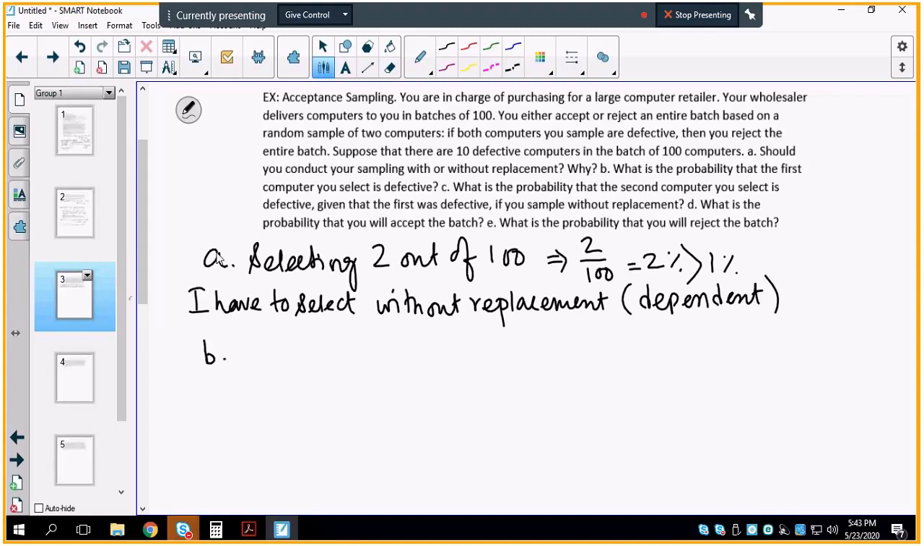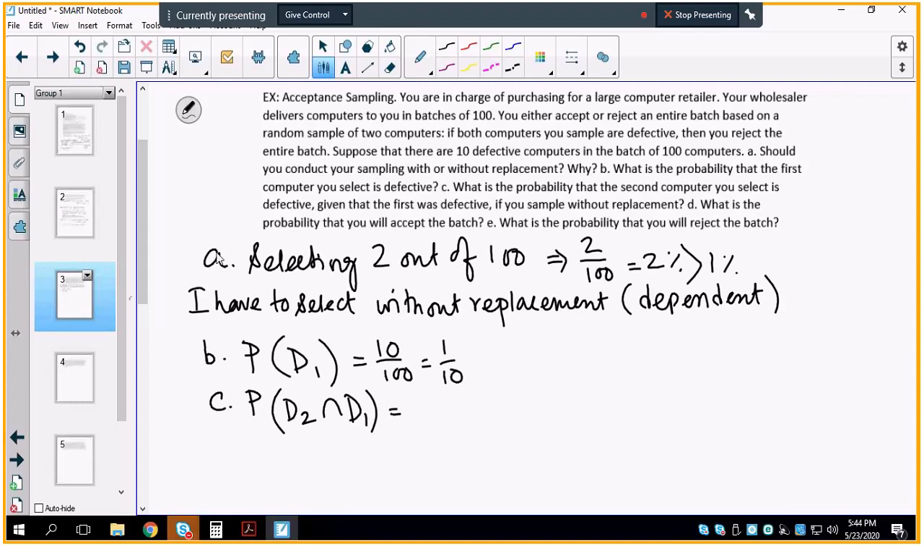Okay, question number 2. What is the probability that the first computer you select is defective? Remember, there are 10 defective computers. I say probability that the first one is defective, so I'm using D for defective. First computer is defective, it is going to be 10 out of 100. So that's 1 over 10. Second one, what is the probability that the second computer you select is defective given that the first one is defective if you sample without replacement? So I want to know the probability that the second one is defective given that the first one is defective.